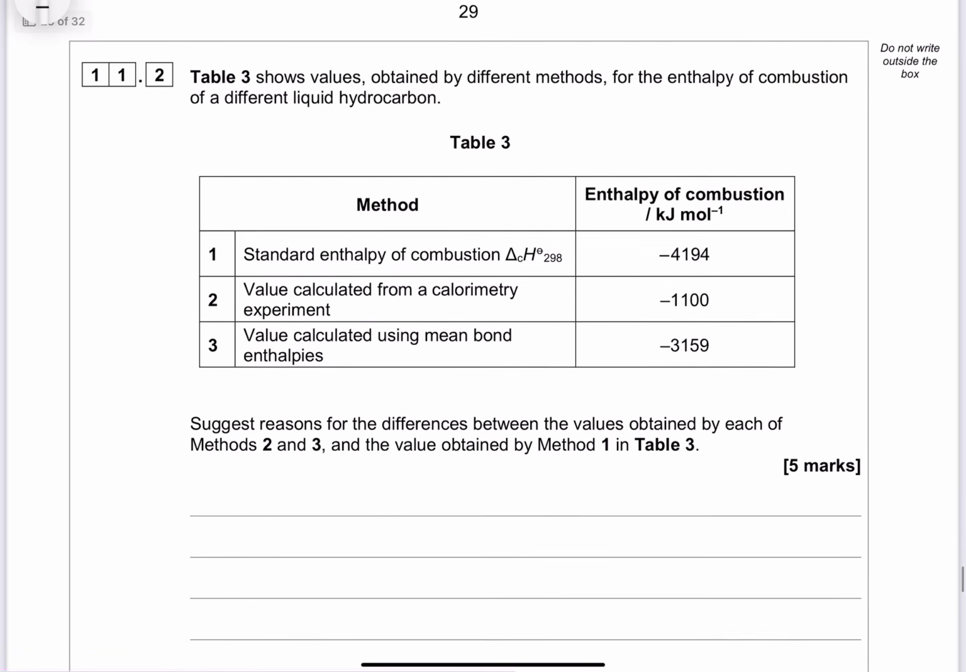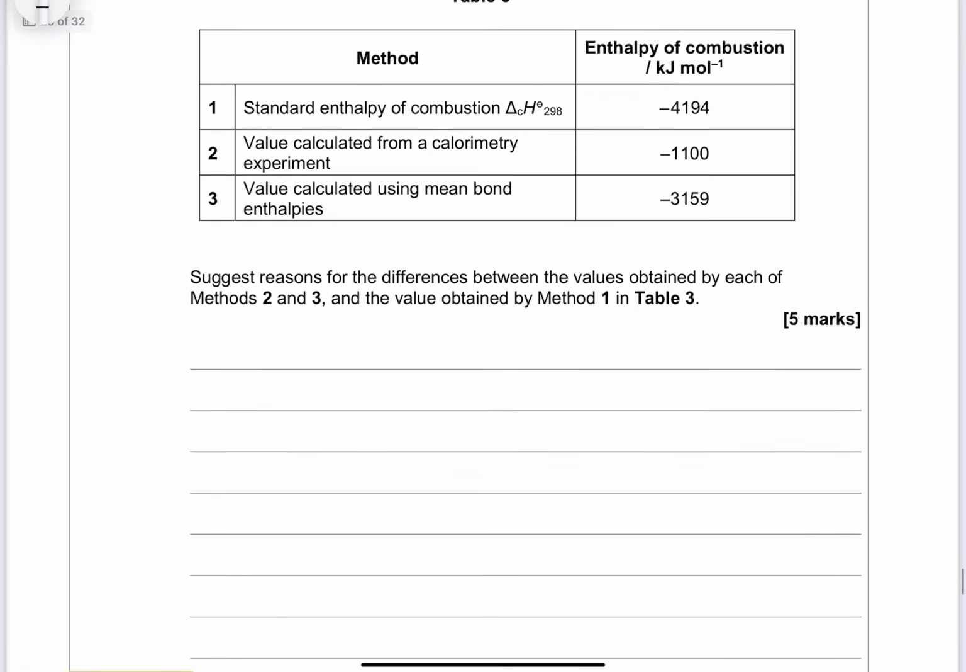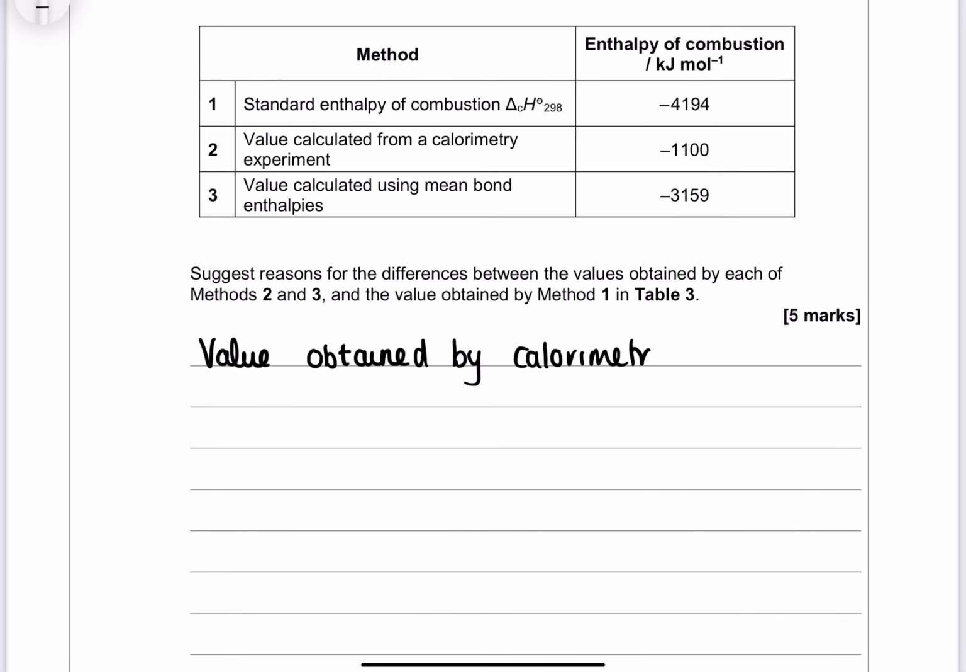Table 3 shows values obtained by different methods for the enthalpy of combustion of a different liquid hydrocarbon. Suggest reasons for the differences obtained by each of methods 2 and 3 and the value obtained by method 1 in table 3. So let's look at experiment 2 first. So the value obtained by calorimetry, same way we just did the other experiment, is less exothermic than method 1.